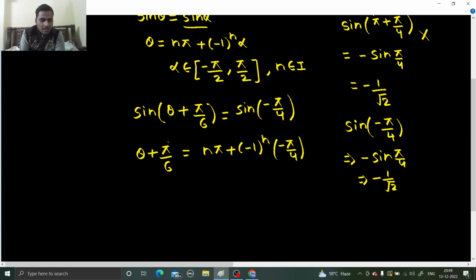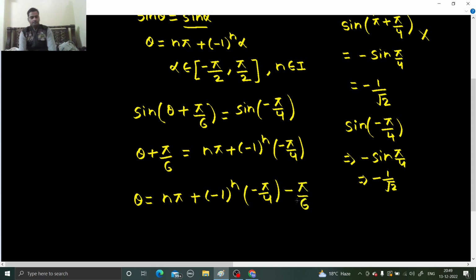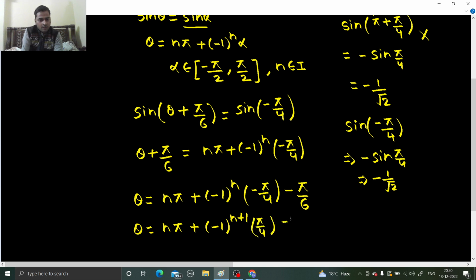Simple. Now, for the sake of simplification, you can take pi by 6 to the other side. So n pi plus minus 1 power n minus pi by 4, and minus pi by 6. If you want some more simplification, this minus sign you can club with this. Already minus 1 power n is there, one more minus will join. So n pi plus minus 1 power n plus 1 into pi by 4 minus pi by 6. This is the general solution.